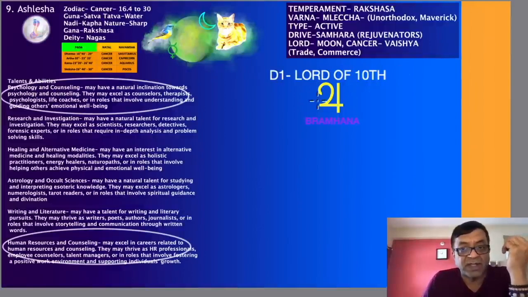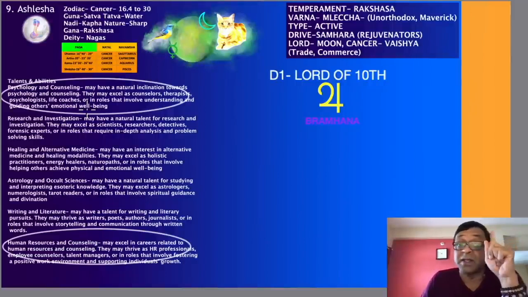The Lord of the 10th, Jupiter, is a Brahmana and he is sitting in Ashlesha. So he can become about teaching, wisdom. Jupiter is wisdom. Second house is speech. They may have a natural inclination towards psychology and counseling. They may excel as counselors, therapists, psychologists, life coaches, or in roles that involve understanding and guiding others' emotional well-being. There, another hint. Hint number 2.